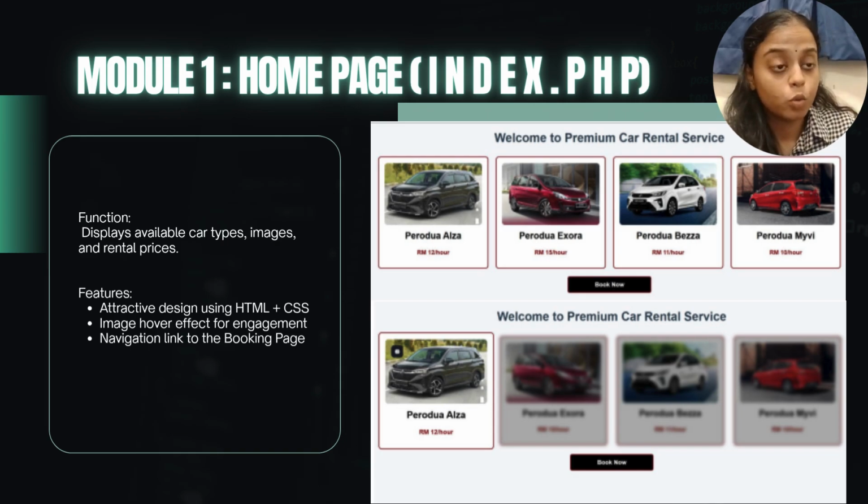Our module 1 is the homepage, and we use index.php. It displays 4 types of cars. First is Pura Alza, Azora, Beza and Miley. Each car has an image and rental rate per hour. The layout that we designed using CSS has a hover effect to make the page more interactive and professional. There is also a book now button that links to the booking form.